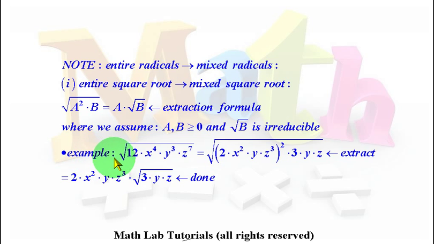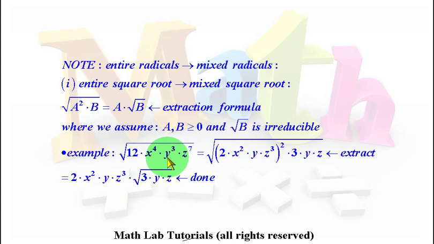So here's an example. We have the square root of 12 x to the power 4 y cubed z to the power 7. That's an entire radical, and we're going to try to reduce this entire radical to a mixed radical. Essentially what we're looking for is perfect squares here. Now 12 is not a perfect square, but it can be written as 4 times 3. 4 can be written as 2 to the power 2, so we drop in a 2. x to the power 4 is a perfect square, and the square root of x to the power 4 is x squared. We drop that in there.